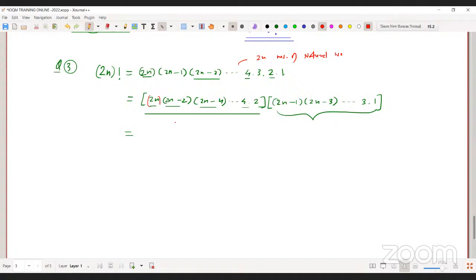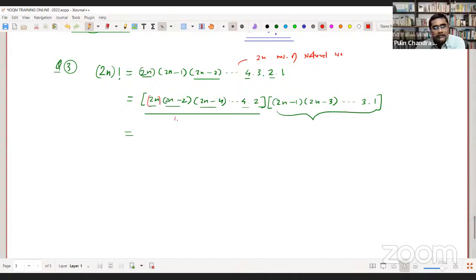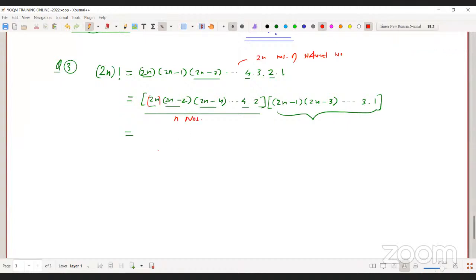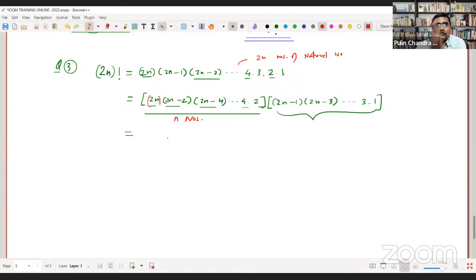Sir, half of 2n numbers of natural numbers. Yes. So it will be n numbers. Yes, sir. n numbers means n 2s will be there. If it is 2, then a 2 comes; if it is 3, then 3 2s come, 2s as a factor. So from each one, one 2 will come.